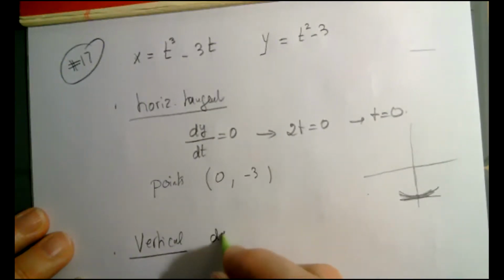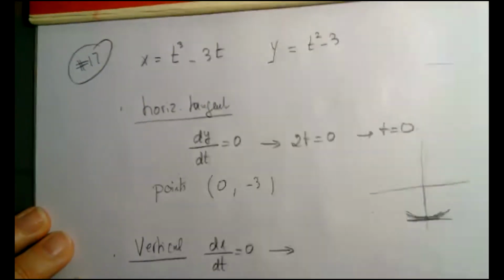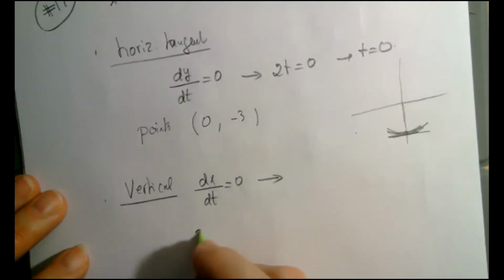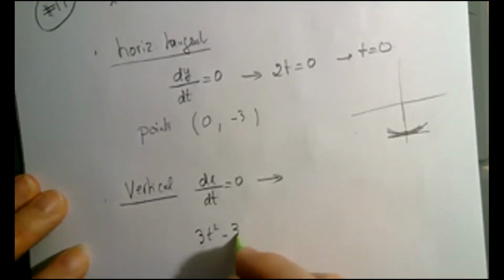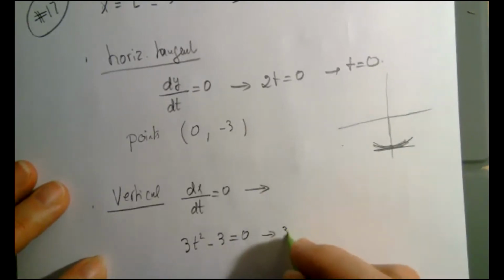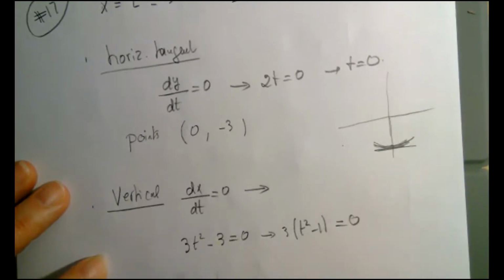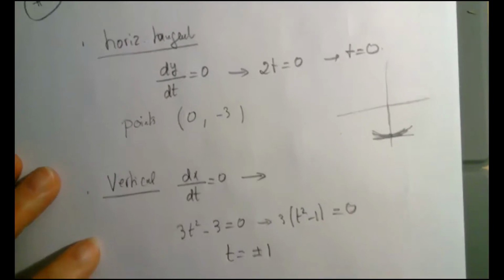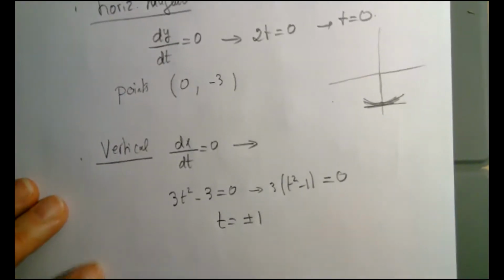dx/dt equal to 0. It means 3t squared minus 3 equal to 0. It means 3 times t squared minus 1 is 0, which gives me t equal plus or minus 1. So we have vertical tangent for 2 values of t. Now let us find the point on the curve that corresponds to each one of them.